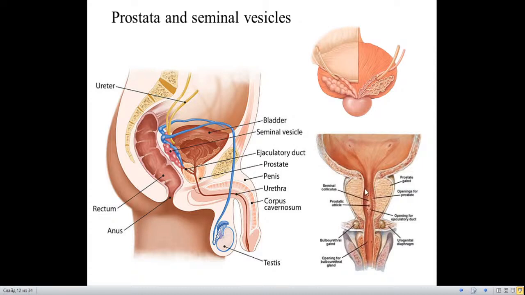And one more thing regarding the internal structure of the prostate gland. On section of the male urethra, on the posterior wall of the prostatic urethra, we can see a bulging elevation called colliculus seminalis, the seminal colliculus, which has many openings for excretory ductules of the glandular part of the prostate gland and also for the ejaculatory duct.